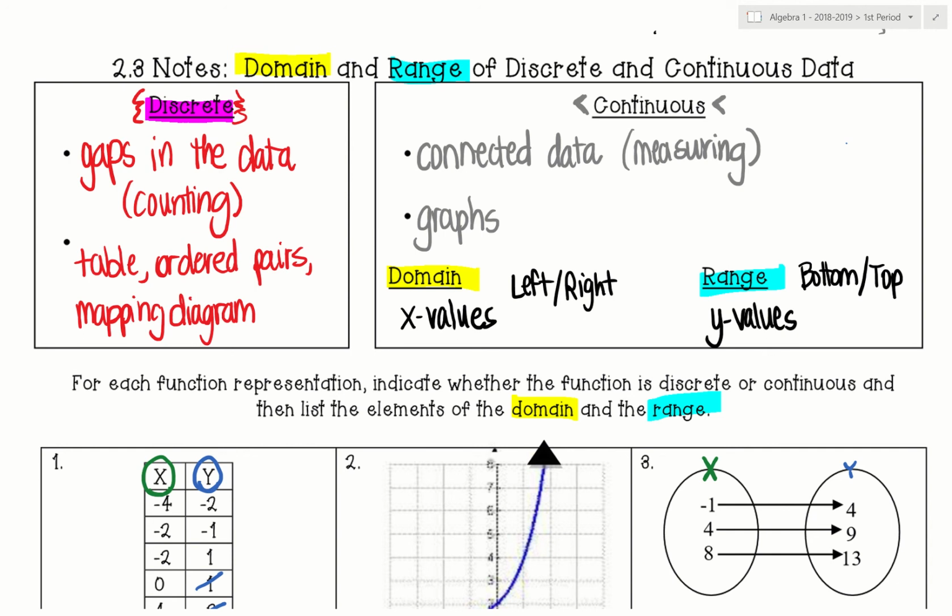What's another name for dots on a graph? Do y'all remember what that's called? Scatter plots, okay? So if you ever see a scatter plot, that's discrete data as well. Now talk to me about continuous data. It doesn't mean that it goes on forever. What does it mean? That the data is connected. It measures something, okay? So let's talk about measurable data.